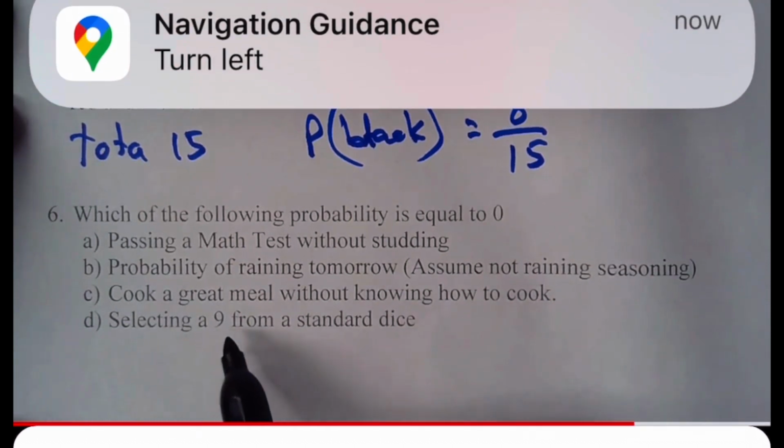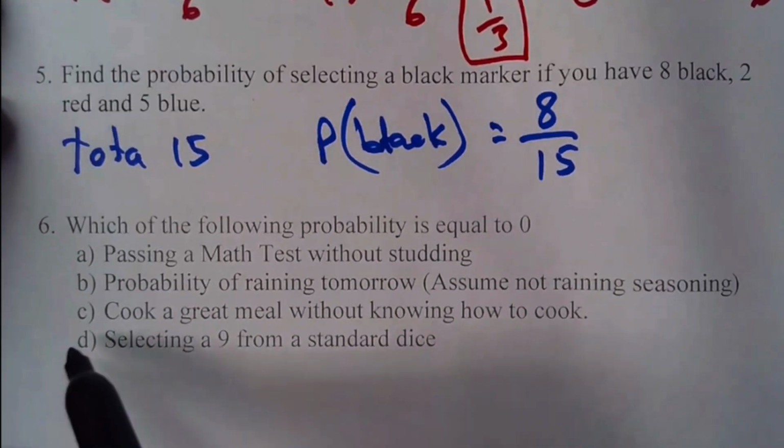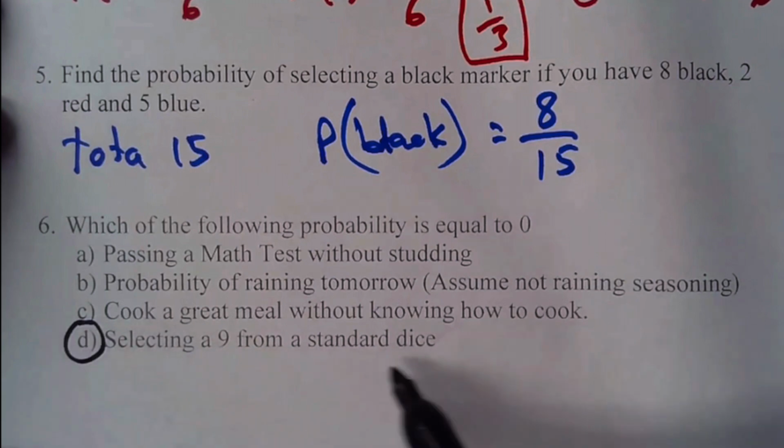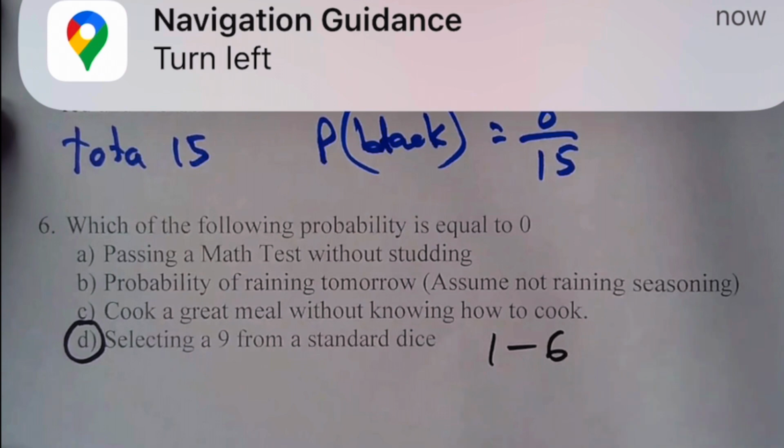Selecting a 9 from a standard dice is 0%, so the answer will be D. In a standard dice there are only numbers 1 through 6, so there is no 9, you never get a 9, so that's a 0.